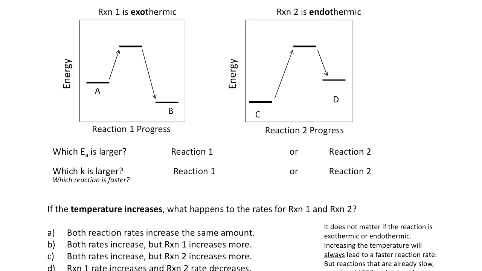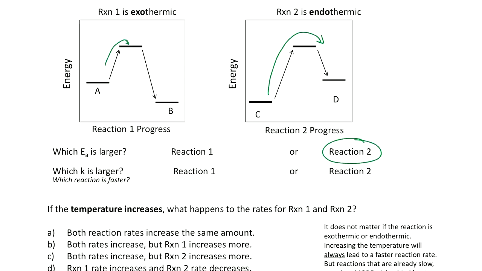Okay. All right, so reaction 1 is exothermic. Do you agree? Yes, because it goes overall downhill. Reaction 2 is endothermic. Do you agree? Yes, because it's overall uphill. Do they both have activation energies? Yes, they do. So let's compare them. Which one has the larger activation energy? Reaction 2. Yes. C to D has the larger hill than A to B.